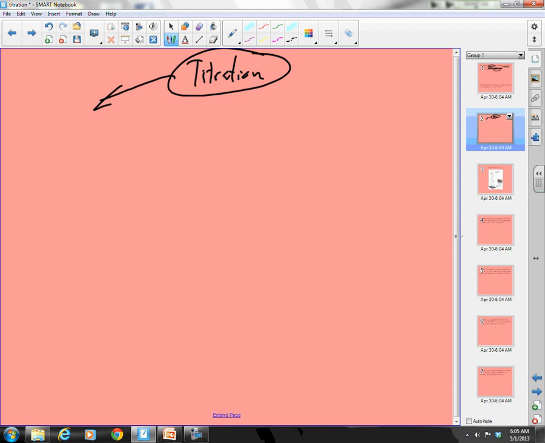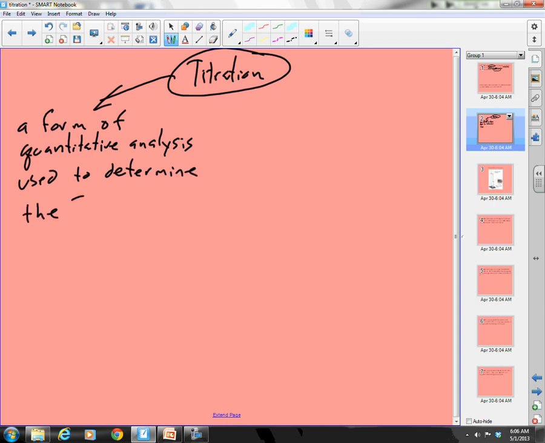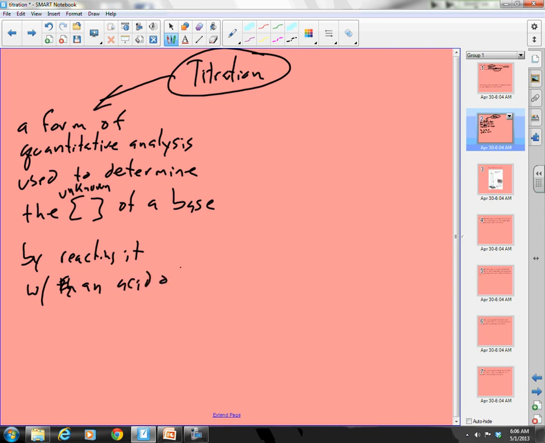Well, it is a form of quantitative analysis used to determine, and here's the important part, the unknown concentration of a base by reacting it with an acid of known concentration. Okay? Cool. And maybe I should be more specific. This is really acid-base titration. We can have other titrations, but we're only going to focus on acid-base titration.